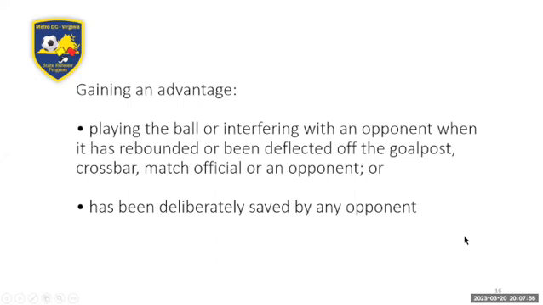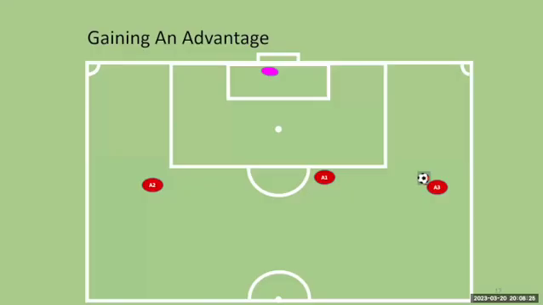So that third major category, we had interfering with play, interfering with an opponent, and now the third category, gaining an advantage. So this is playing the ball or interfering with an opponent when it's rebounded or deflected off the goalpost, the crossbar, a match official or the opponent, or has been deliberately saved by any opponent, not necessarily the goalkeeper.